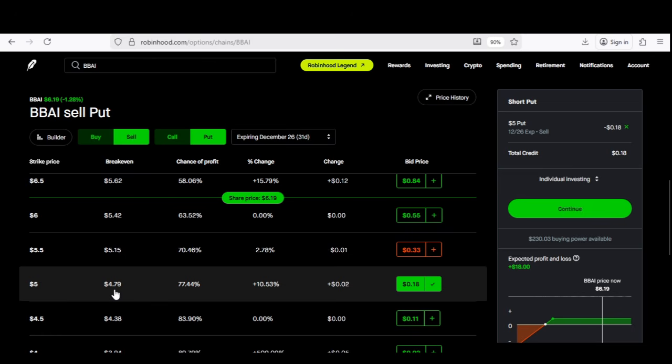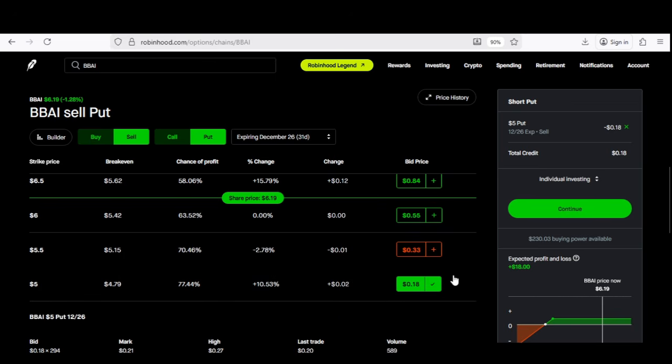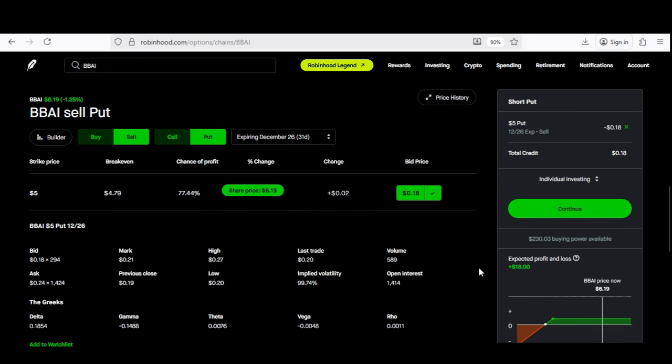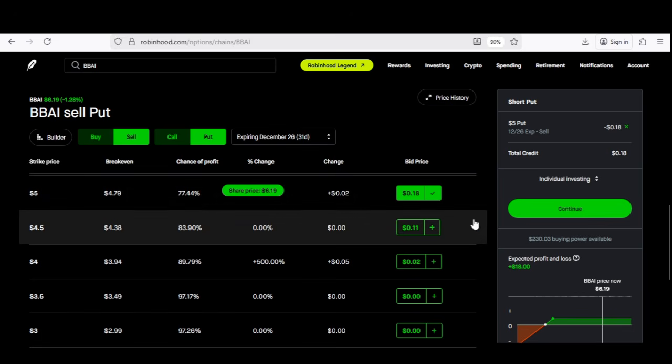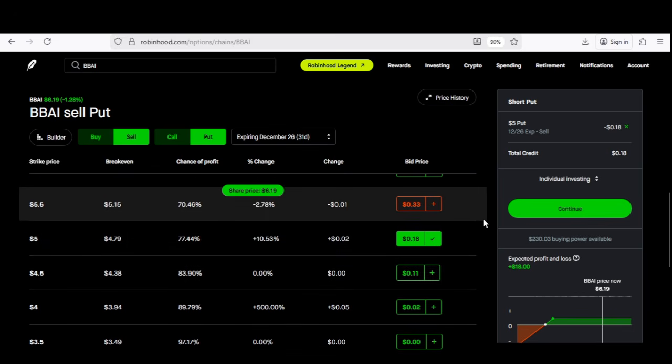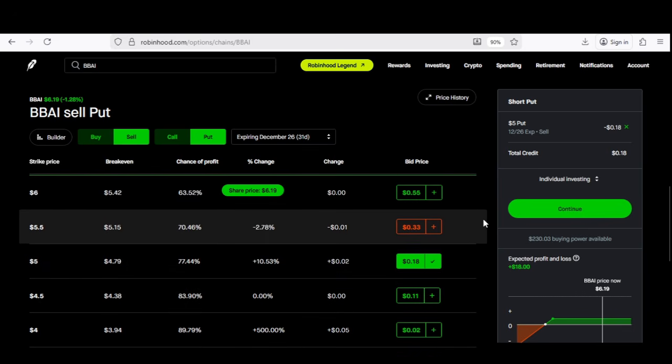Now, the reason why it's 4.79, in the real world, it should be 4.82. The reason why it's 4.79 is because there's other factors that go into it, which is known as the Greeks. The Greeks are all these down here, but we're not going to get into that. We're going to keep this video today extremely simple. So that is part one of this option strategy.